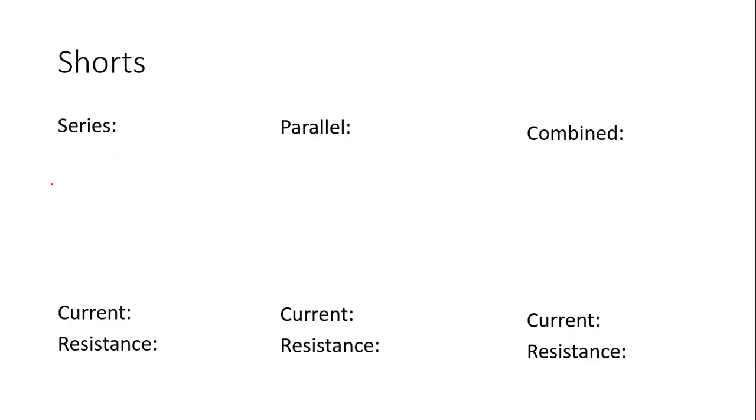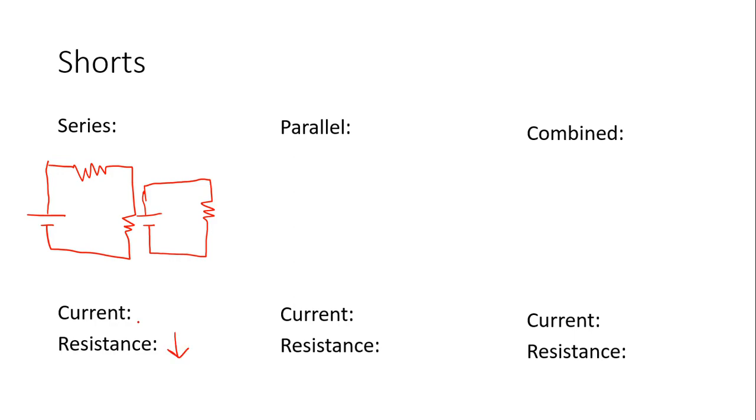Shorts. So if you have something in series, and you create a short. A short is like when you take a resistor and you make it a wire. So it really kind of turns this little circuit into a 1 resistor circuit. Resistance is down. Therefore, current is up.